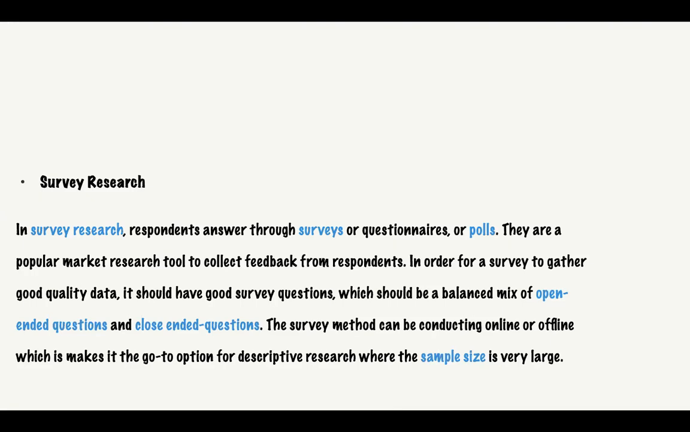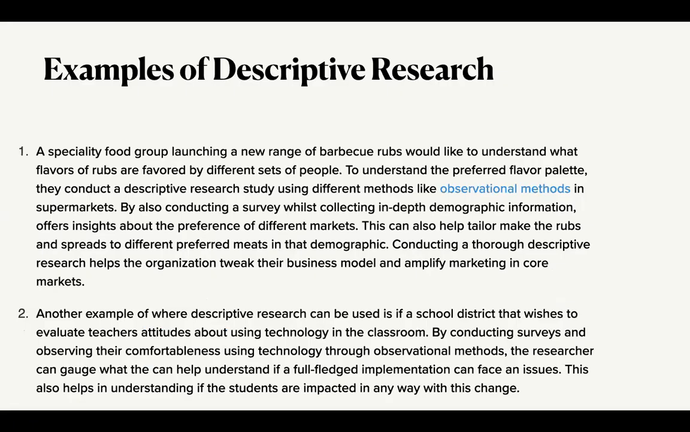The survey method can be conducted online or offline, which makes it the go-to option for descriptive research where the sample size is very large. In survey research the sample size is very large. The best examples are surveys, questionnaires, and polls.